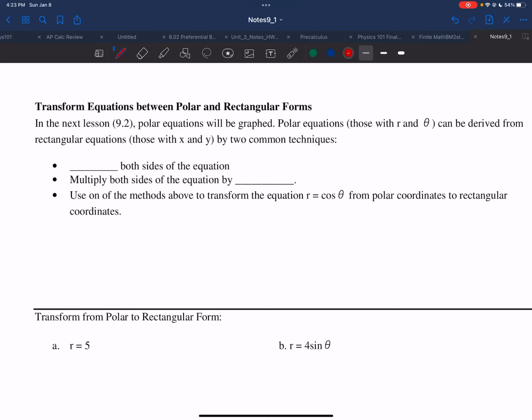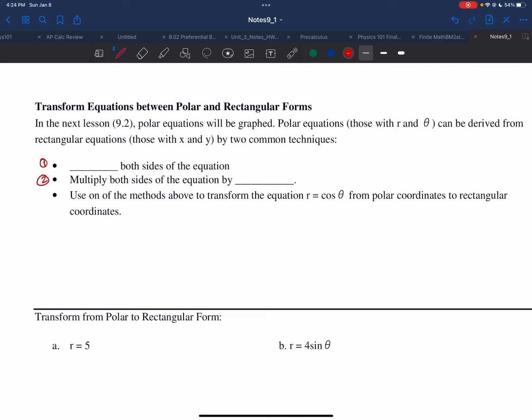In section 9.2, we're going to talk more about equations, but I wanted to give you some tips of how we're going to do some of those substitutions in the next section. This is called transforming equations between polar and rectangular forms. So we have two things that we're going to do. This is the first one. This is the second one. It seems like there should be three, but it's not.